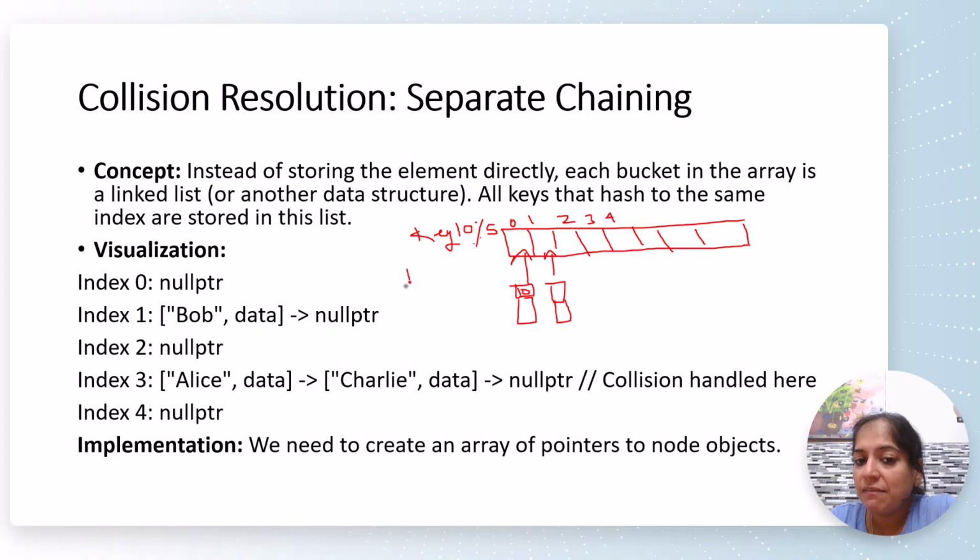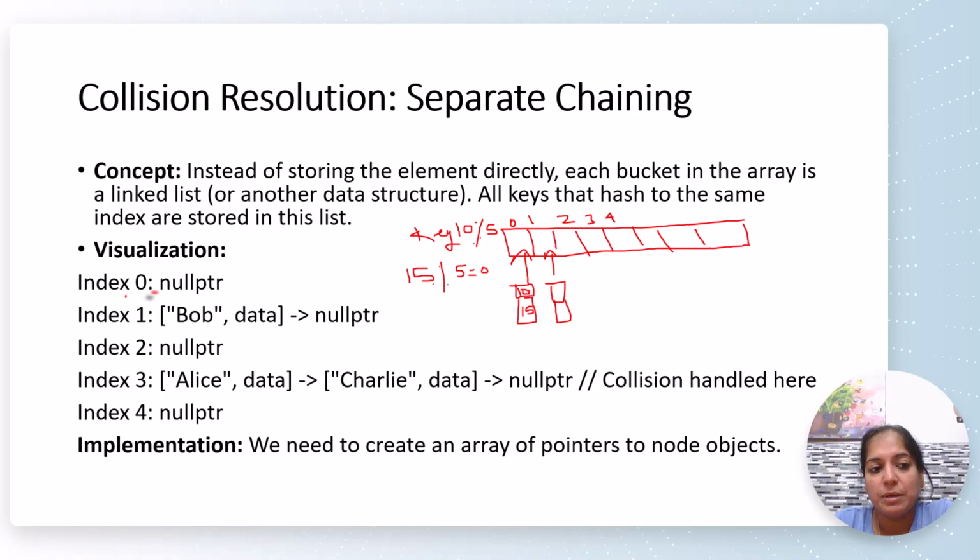Then again the next key is 15. So 15 modulo 5 is again 0. So 15 will be put as the next value in this linked list. So we do not need to overwrite the values. The collision is resolved because now we can store multiple values on the same index. What we need to do is take an array of linked lists, which we can create by using a pointer type array.